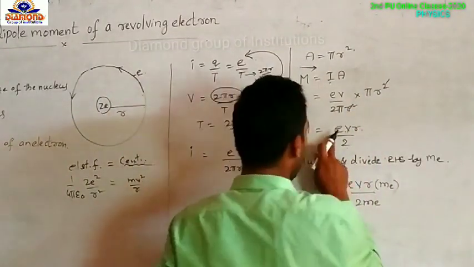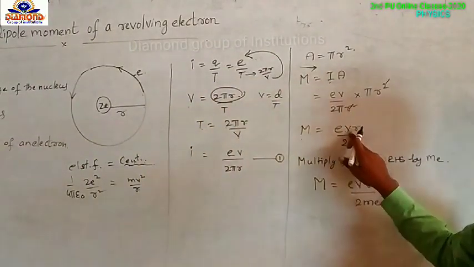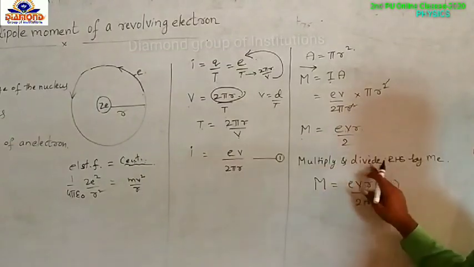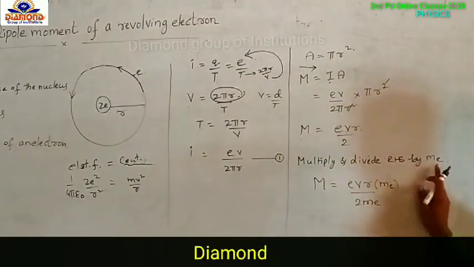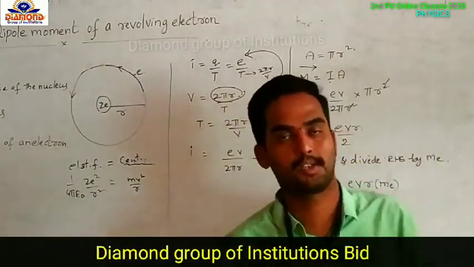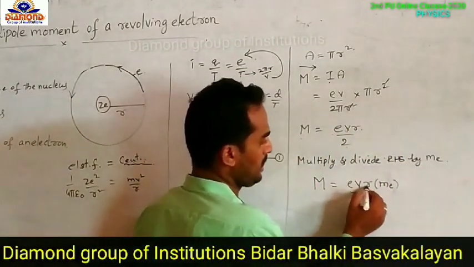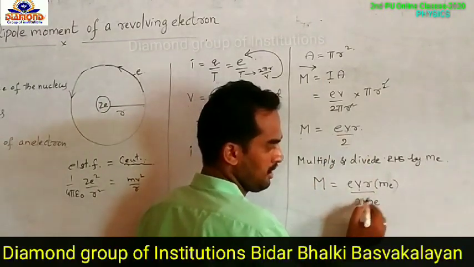What is the charge? What is the velocity? What is our radius? Now we are multiplying and dividing the right hand side by me. What is me here? Mass of an electron. So e V r by 2 as it is, me by m.